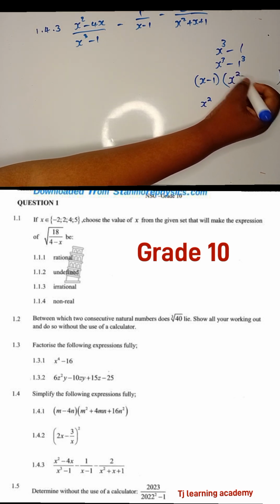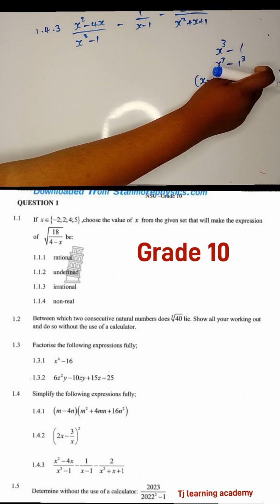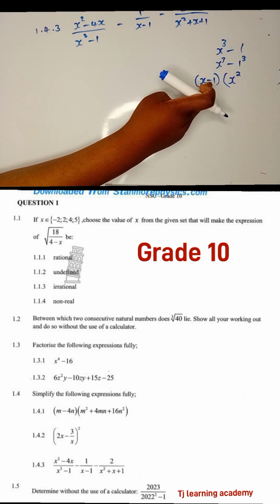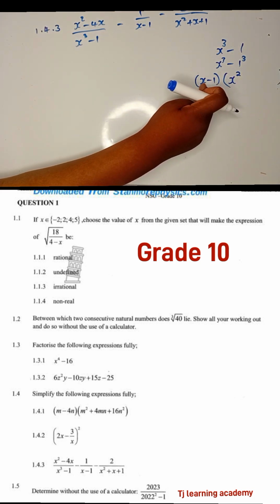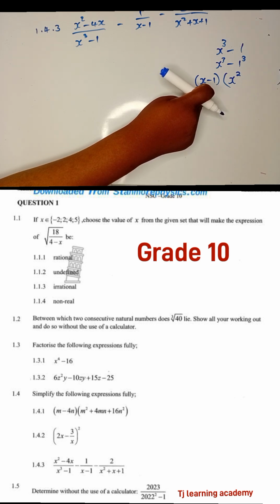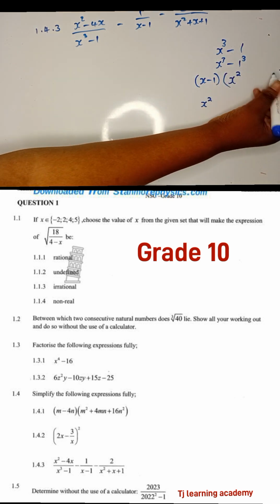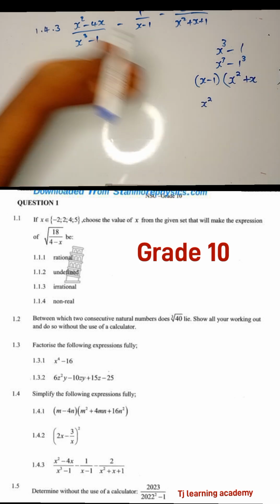I'm going to square, it's going to be x squared here. And then to get the middle value here, I'm going to multiply negative 1 times x, which is going to be minus x. But when you write it down here, it must change the sign. It's going to be positive x.